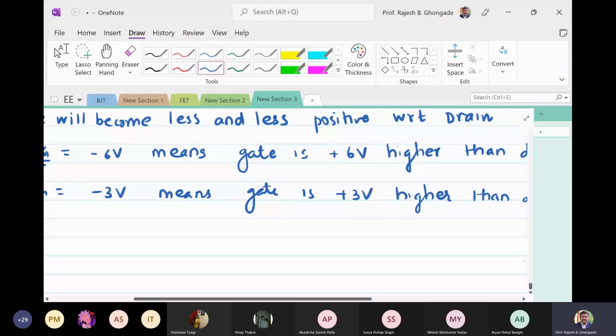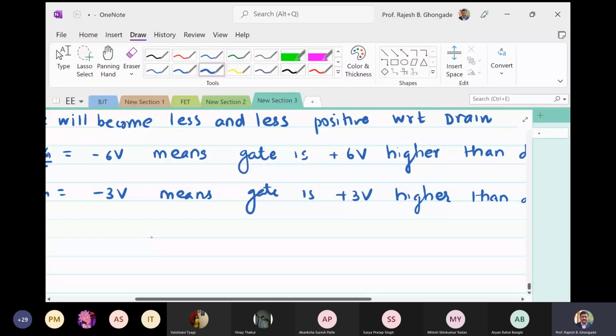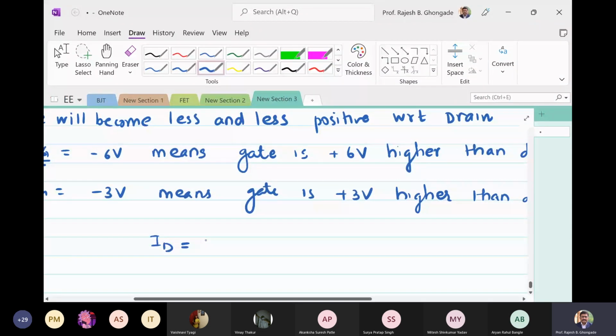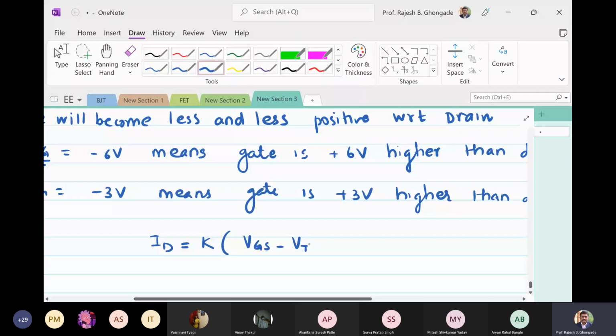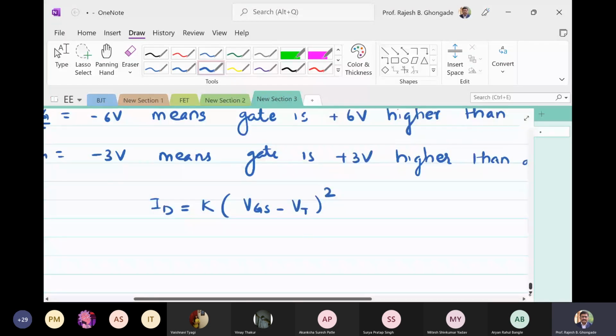Okay. And the drain current is related as K into (VGS minus VT) whole square. ये है उसका relationship between the drain current and the gate source voltage. So this describes the transfer characteristics.